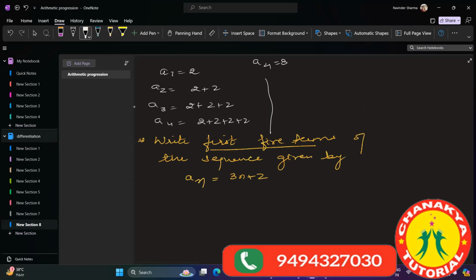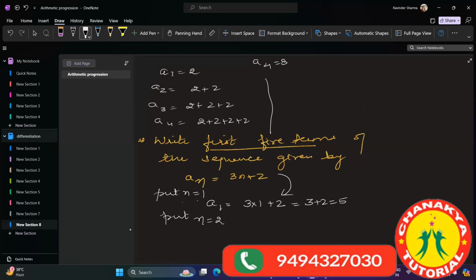So what you will do is put first of all n is equal to 1, because the first 5 terms will be a1, a2, a3, a4, a5. So you will put n is equal to 1. Then this equation will become a1 is equal to 3 multiply 1 plus 2. So it will be 3 plus 2, 5. Got it? Yes, ma'am.